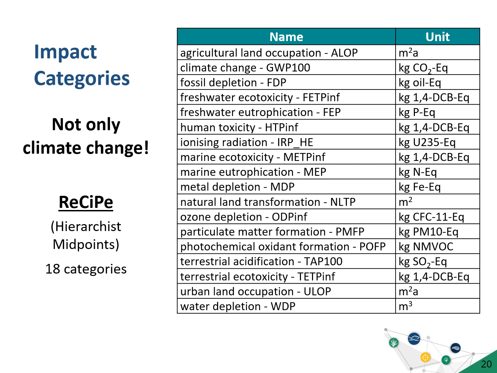So just to summarize here, it's not only about climate change. One example is ReCiPe. If you go for hierarchist midpoints, they have like 18 categories, including freshwater and marine and terrestrial toxicity, fossil and water depletion, agricultural land occupation, and many others.